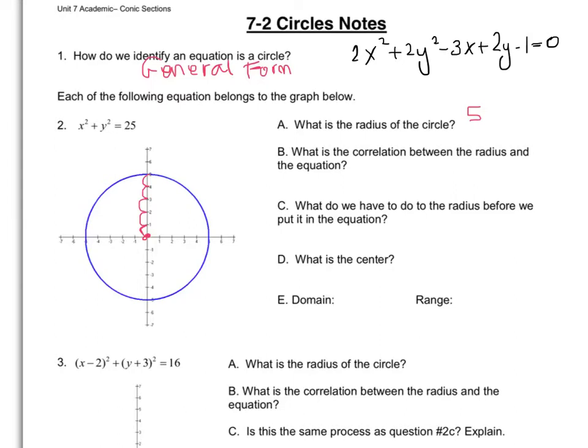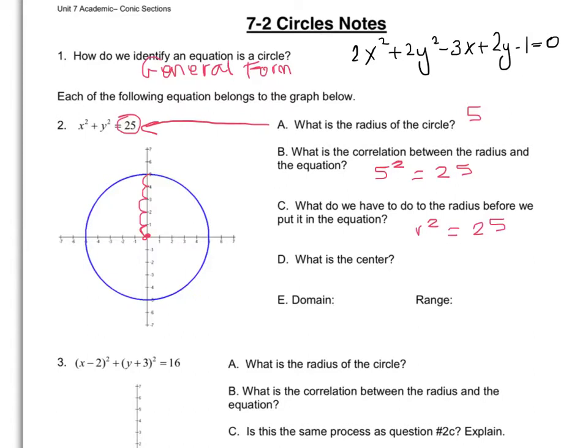What's the correlation between the radius and the equation? Look at the radius and look at the equation. How can we get 25 from 5? So basically, as you can see, the answer of this equation is 25, which is 5 squared. So what do we have to do to the radius before we put it in the equation? We have to square the radius, and then we put it in the equation.